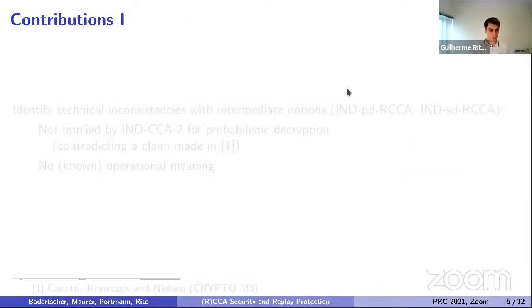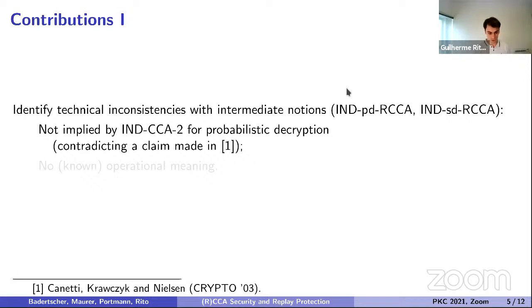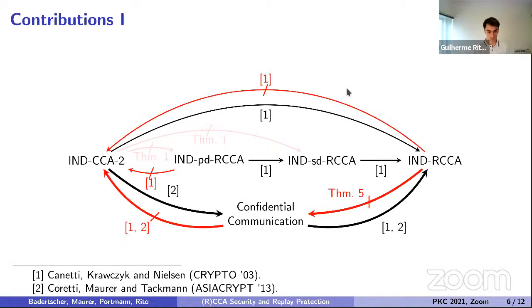So in this work, we identify technical inconsistencies with existing game-based notions, and we show that they are not implied by CCA2 for the case of probabilistic decryption. This actually contradicts a claim made in earlier work. Furthermore, they also have no non-operational meaning. So we show that CCA2 does not imply PD-RCCA security, and as it turns out, it does not even imply the weaker INT-ST RCCA security.